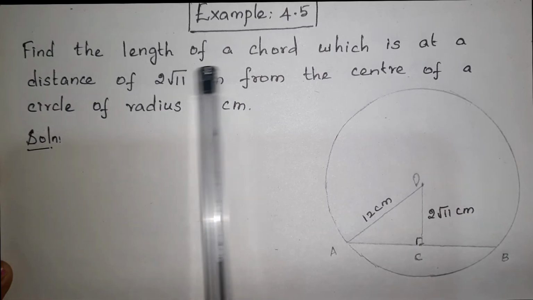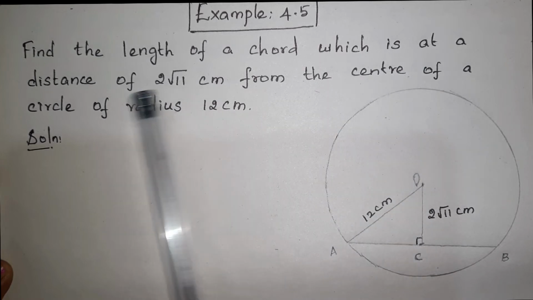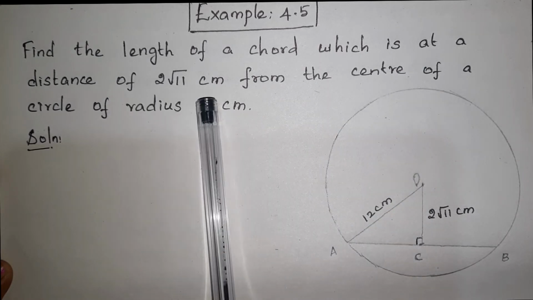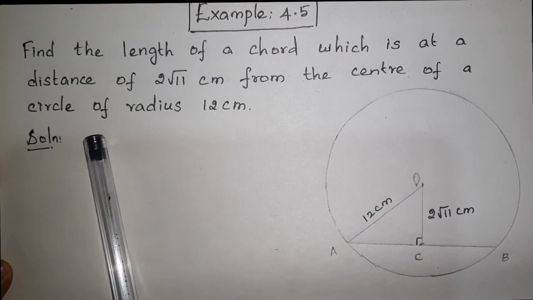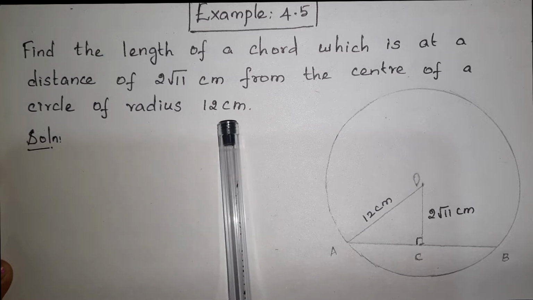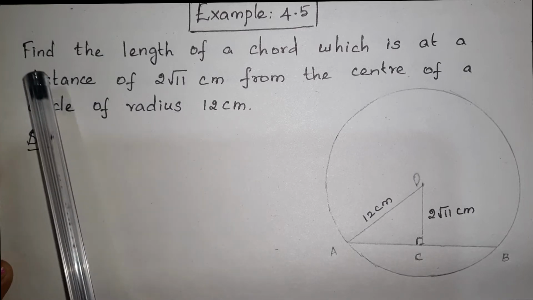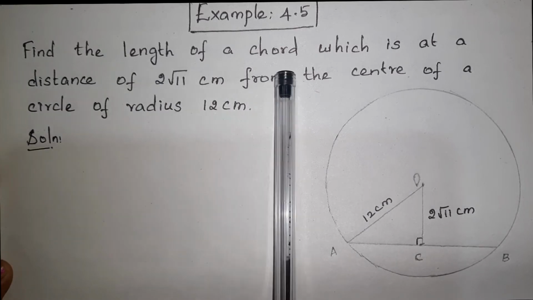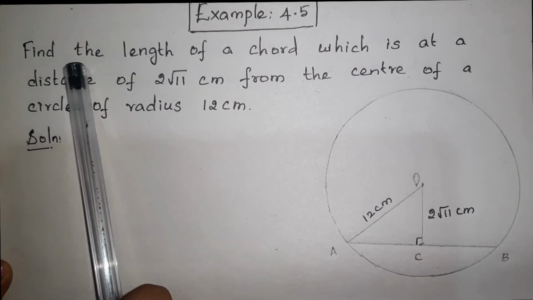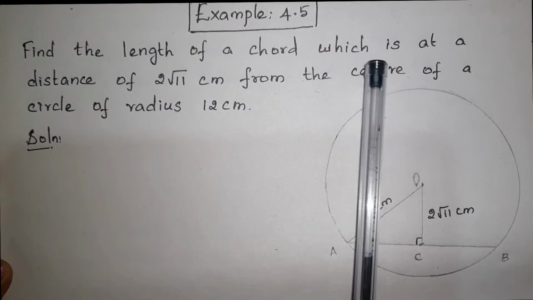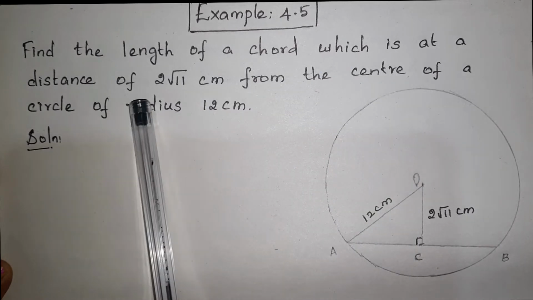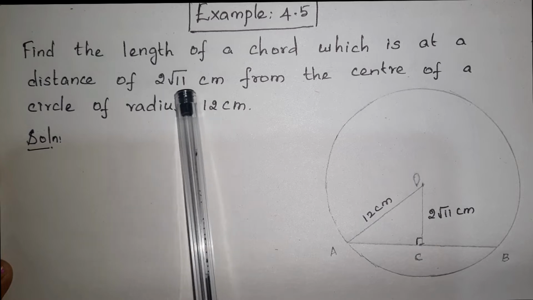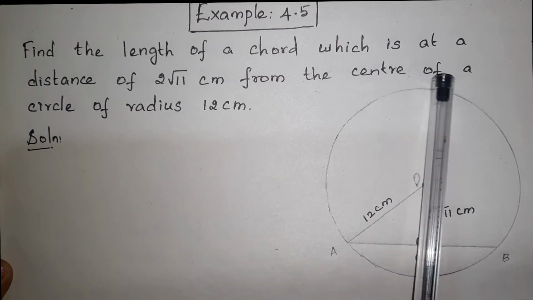Find the length of the chord which is at a distance of 2 root 11 centimeter from the center of the circle of radius 12 centimeter. So in this question we have to find out the length of the chord. Okay. So this is our question.